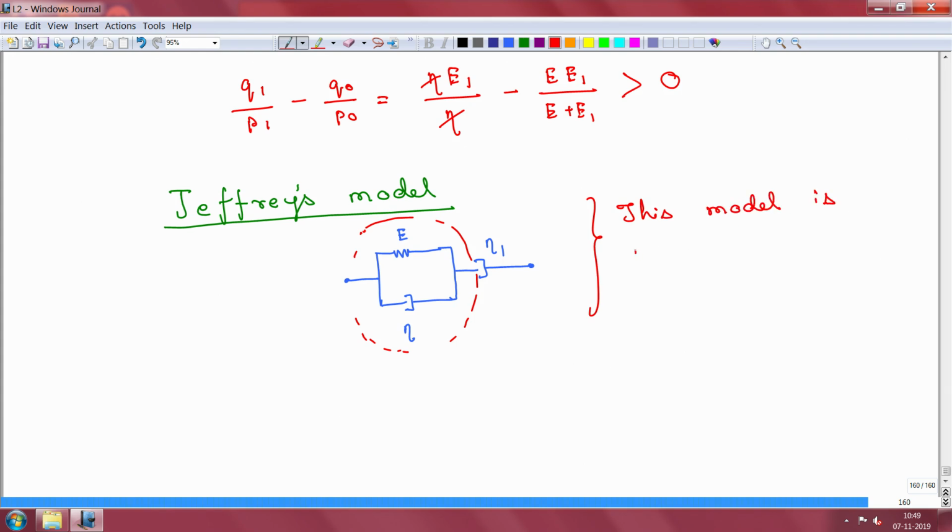So, this model is appropriate for a viscoelastic fluid, and hence, as I said, it is also known as Jeffreys fluid. Okay.